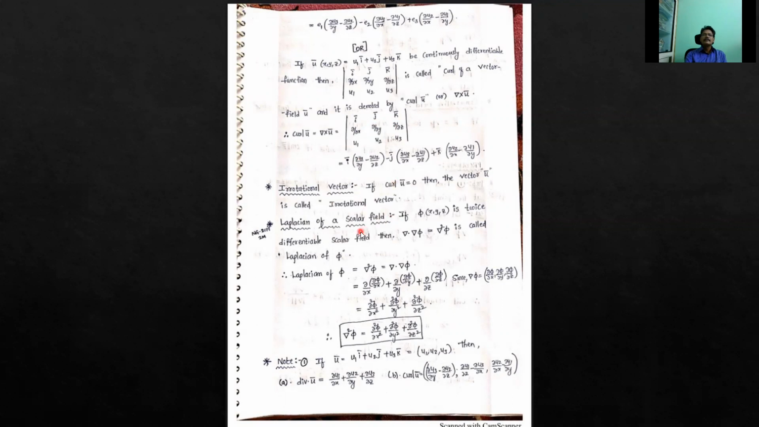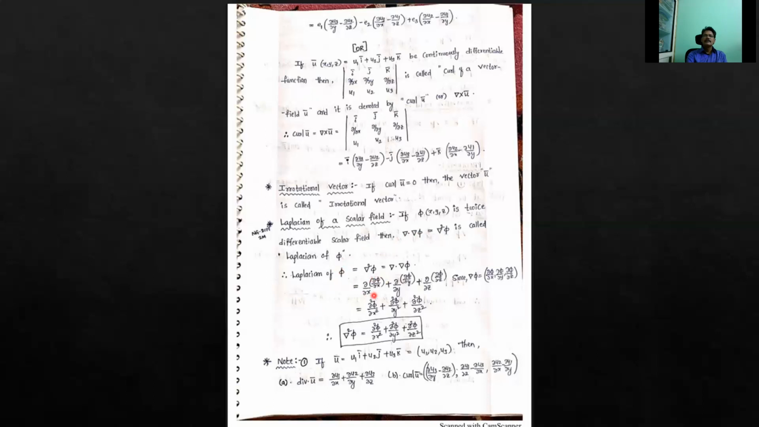What is the meaning of the Laplacian of a scalar? If phi (x, y, z) is a twice differentiable scalar field, then del dot del phi is called del square phi, the Laplacian of phi. So del dot del phi is called the Laplacian of phi. Can we define the Laplacian of phi, del square phi, as del dot del phi?